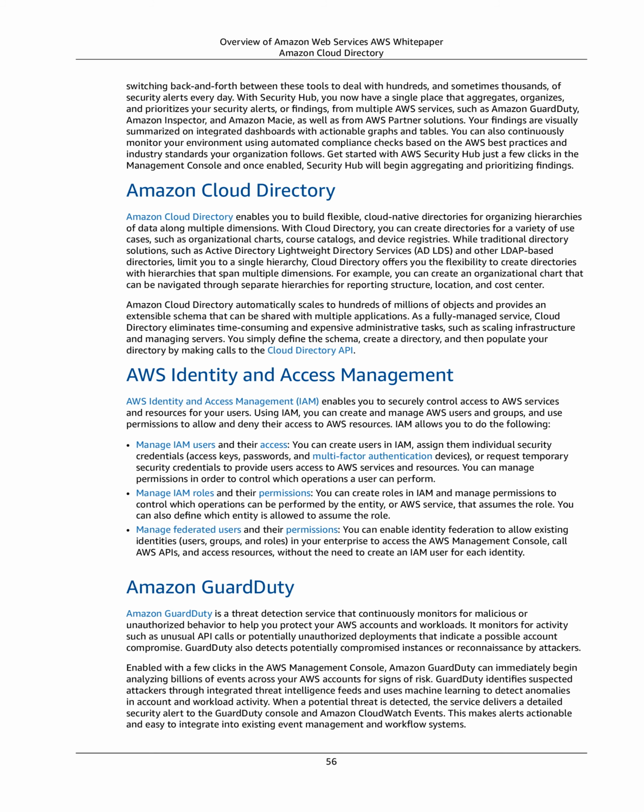Enabled with a few clicks in the AWS Management Console, Amazon GuardDuty can immediately begin analyzing billions of events across your AWS accounts for signs of risk. GuardDuty identifies suspected attackers through integrated threat intelligence feeds and uses machine learning to detect anomalies in account and workload activity. When a potential threat is detected, the service delivers a detailed security alert to the GuardDuty console and Amazon CloudWatch Events. This makes alerts actionable and easy to integrate into existing event management and workflow systems.